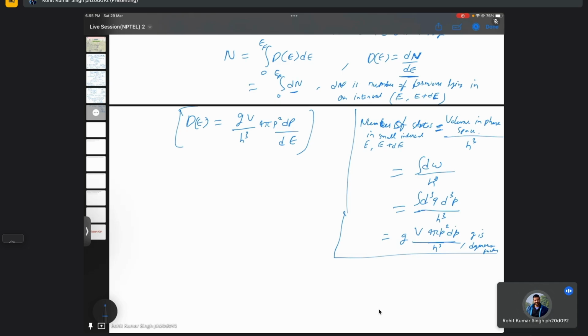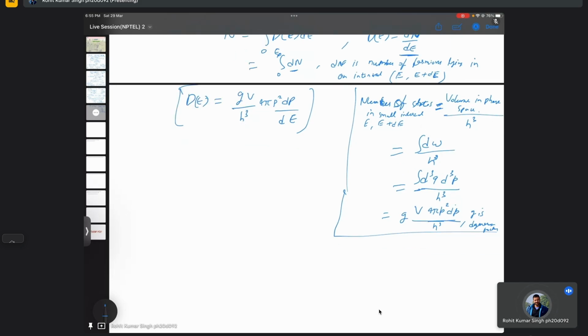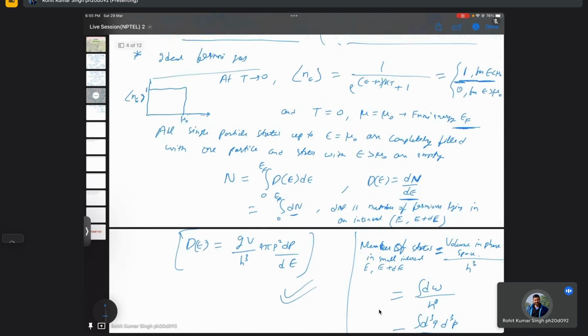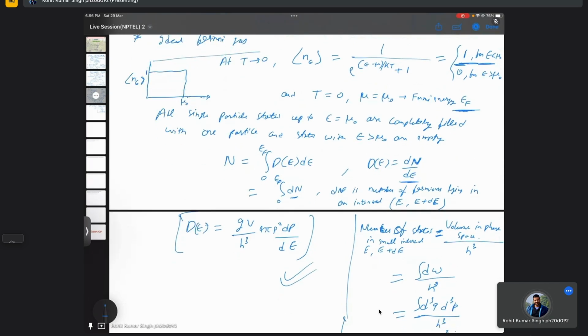So let me know if you understood this or you have confusion. And we will see how this will help us in our problem later. So this is the expression for the density of states for an ideal Fermi gas, basically.